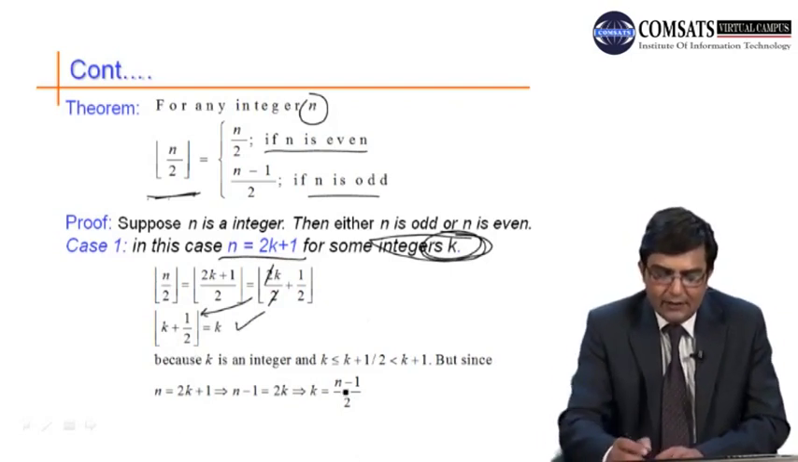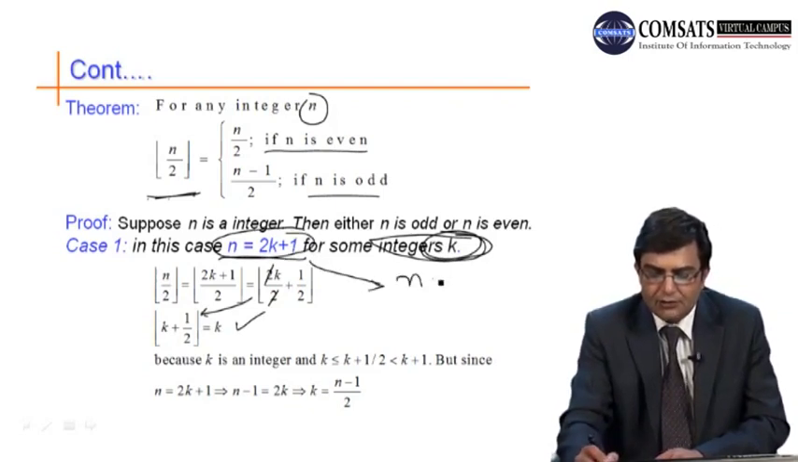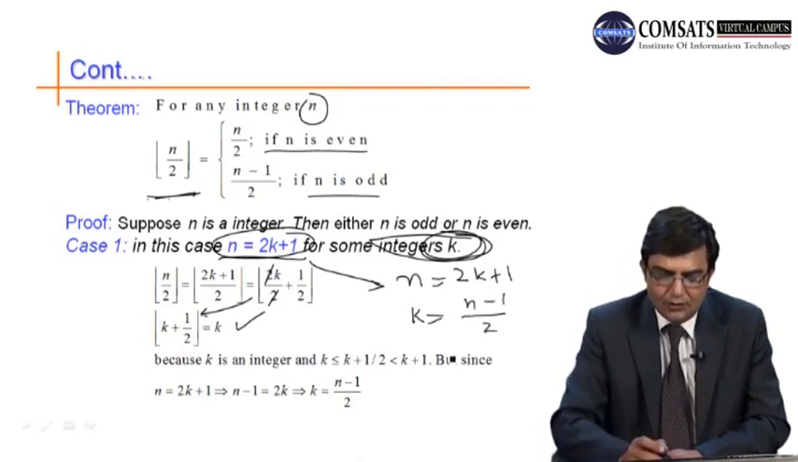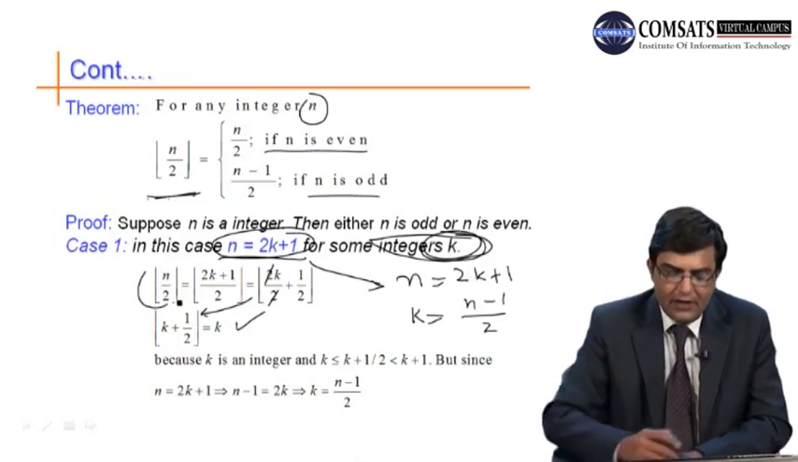So now what is k? Here we have n is equal to 2k plus 1. If we find the value of k here, this will be n minus 1 divided by 2. So here we have floor of n by 2.